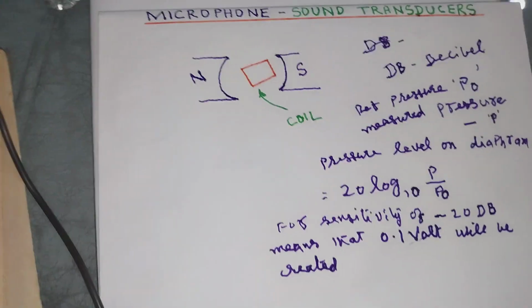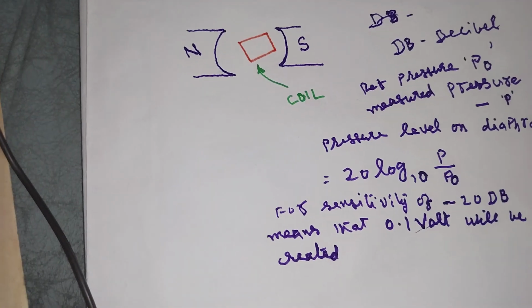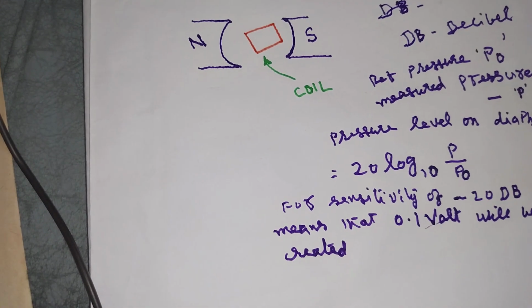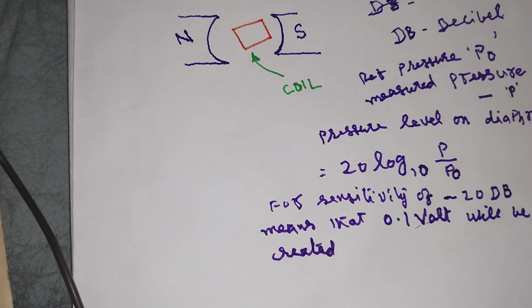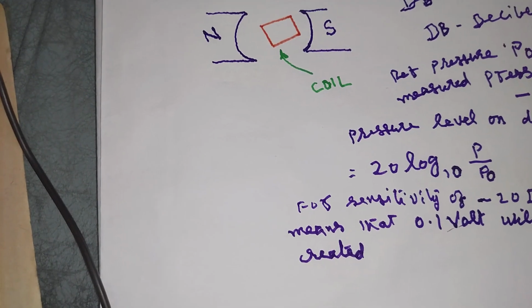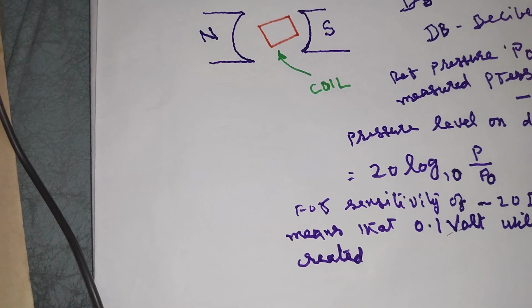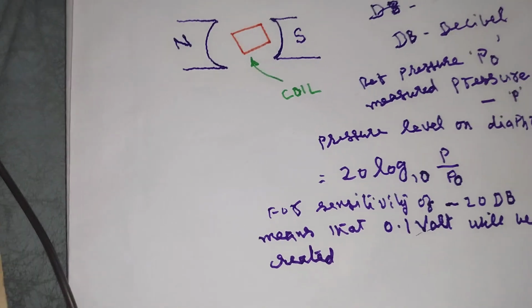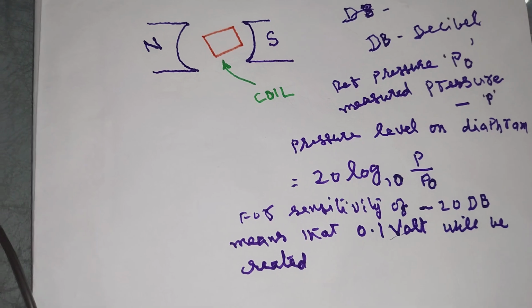The reference of 20 decibels has been taken because the human ear cannot listen to a sound level below 20 dB. This is almost a whispering sound, and 90 dB or 90 decibel is a threshold sound which a human ear can tolerate.